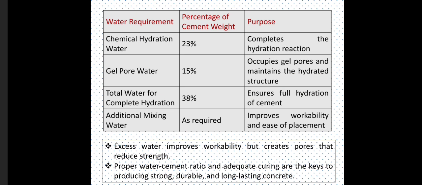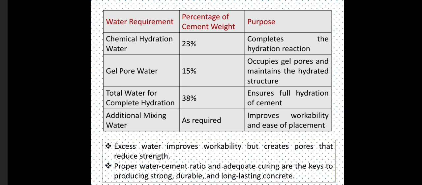Although a water cement ratio of 0.38 is sufficient for complete hydration, it does not provide adequate workability for construction purposes. In actual practice, concrete requires additional water so that it can be mixed and placed easily. Therefore, we generally use a water cement ratio ranging from 0.4 to 0.6 depending on the type of concrete, environmental conditions, and construction requirements.